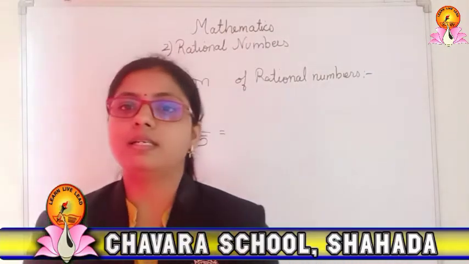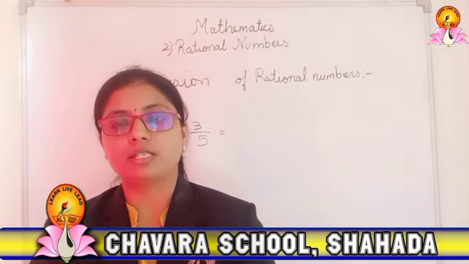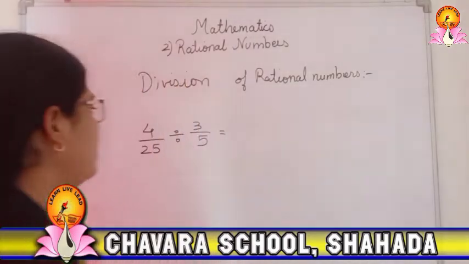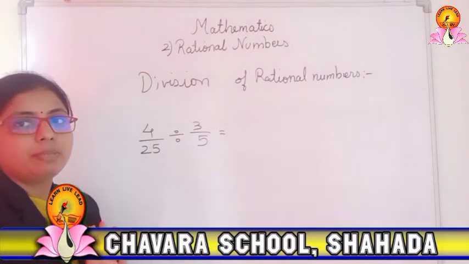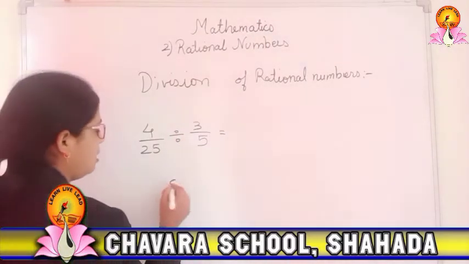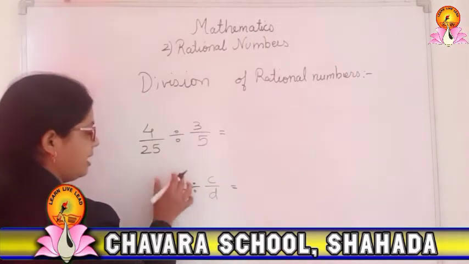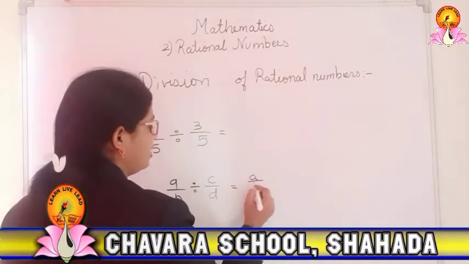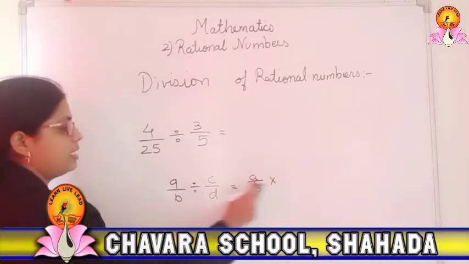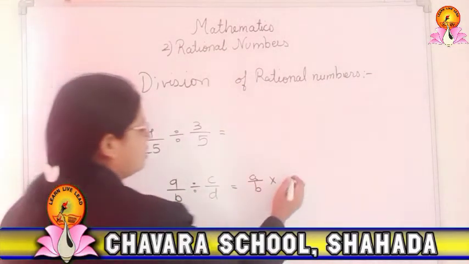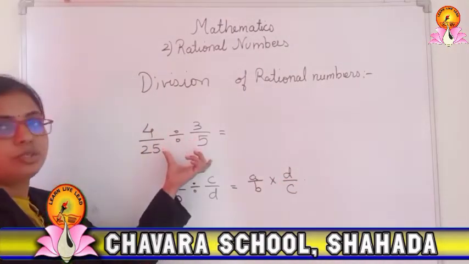Okay. So simply you can do multiplication in this way. Now let us learn about the division of rational numbers. How will you do the division of rational numbers? Here we have the example 4 upon 25 divided by 3 upon 5. Always keep in mind, in division, suppose A upon B divided by C upon D is there. In that case, you keep A upon B as it is, put multiplication instead of division, and take the reciprocal of the second, so it will be D upon C. Okay.